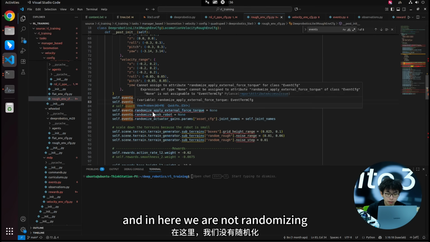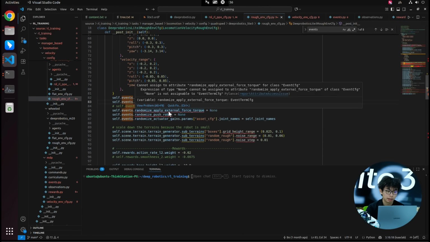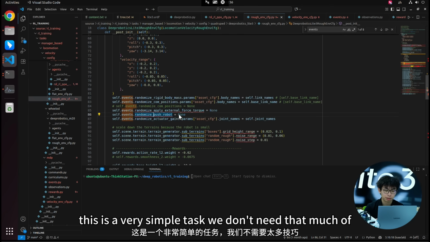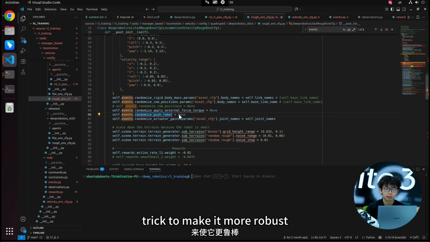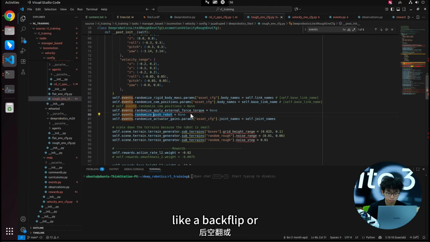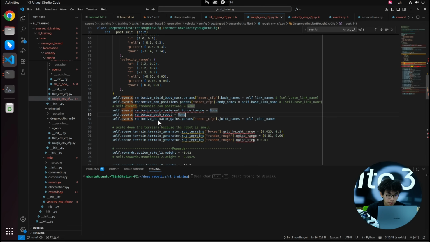All right. And in here we are not randomizing applied external force and torque, and we're not pushing the robot either. Like I said, this is a very simple task. We don't need that many tricks to make it more robust. But if you're going to use a more complicated task, like a backflip or other stuff, you can add these events into it.